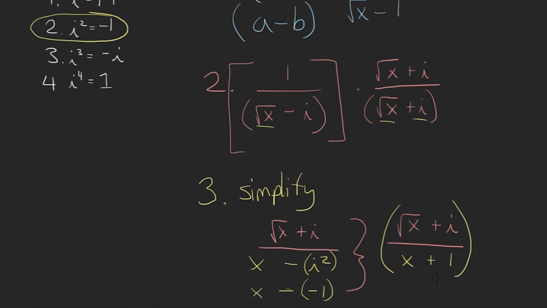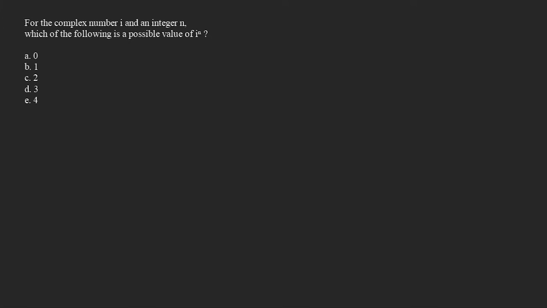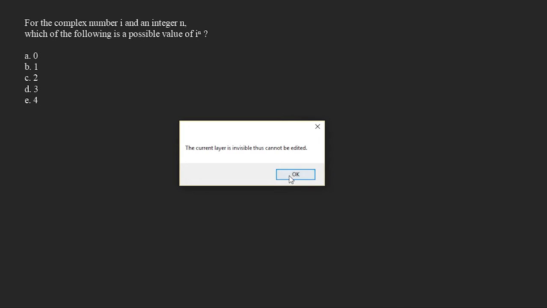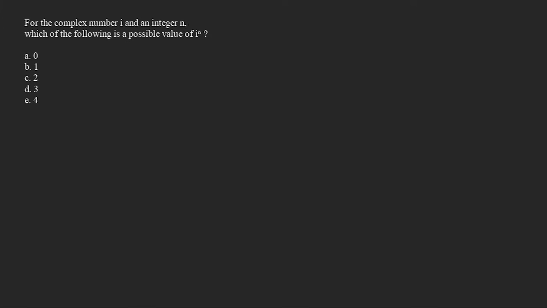With that said, I think we have enough information to go ahead and do the practice problems. Starting it off easy with the most basic i problem that you can get. For the complex number i and an integer n, which of the following is a possible value of i to the n? So i to the n is going to equal one of these things. If you think back to our preparation, or if you're familiar with imaginary numbers, you know that the only possible value is b, 1. However, let's walk through the steps.